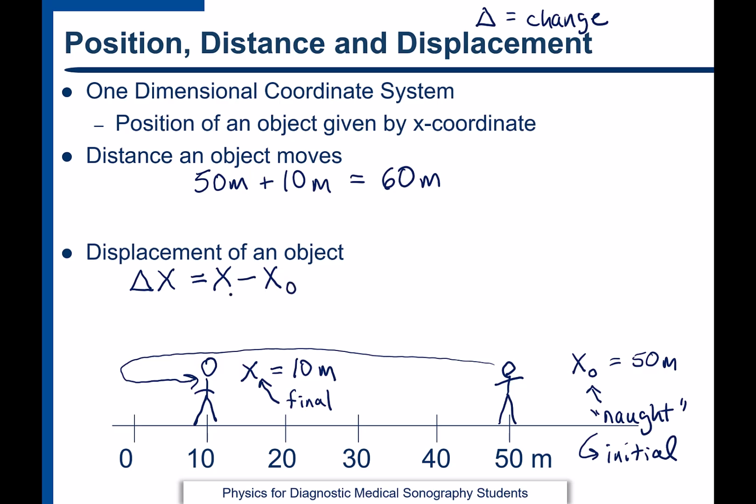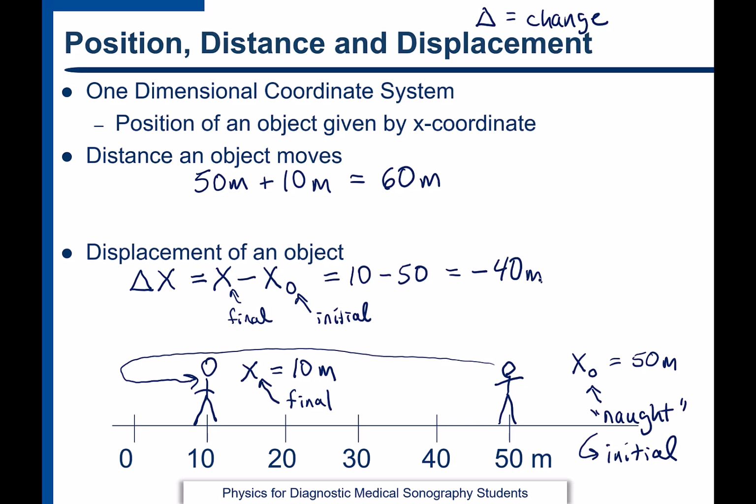So again, remember that if there's no subscript, it means final. And if there's a naught, it means initial. In general, and you may remember this from math, delta always means take the final and subtract the initial. So let's figure out what the displacement of this person was for this motion. You'll notice that their final position was 10 meters, and their initial position was 50. And so 10 minus 50 is negative 40 meters.